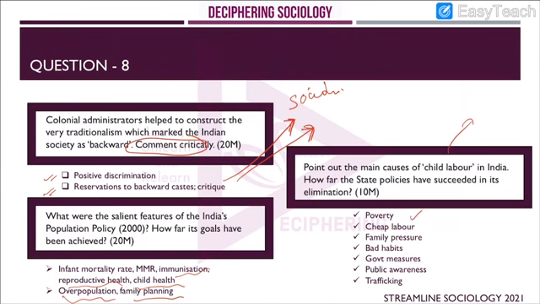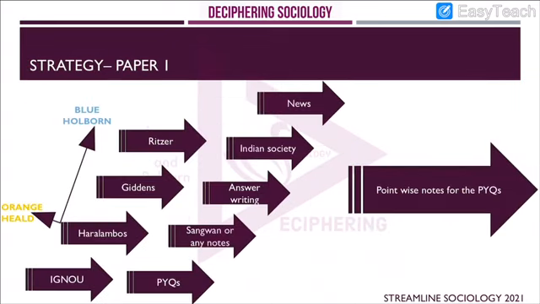In the causes of child labor, you could write about poverty, cheap labor, family pressure, bad habits, and how far government measures have succeeded. Is the public aware? What about trafficking?